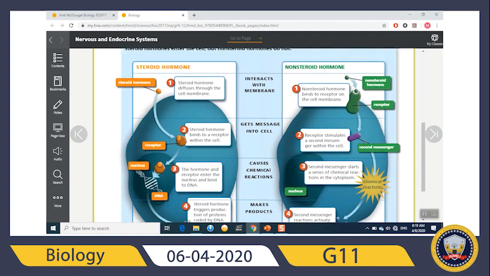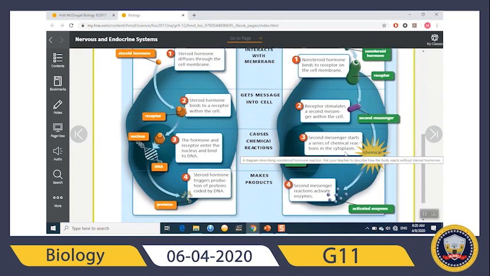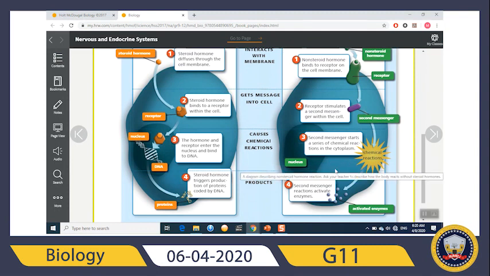Now, the non-steroid hormone actually binds to a receptor on the cell membrane, not inside, on the cell membrane. Then it stimulates a second messenger inside the cell. Now, this second messenger will start a series of chemical reactions in the cytoplasm. After that, the second messenger reaction activates the enzymes needed or targeted.